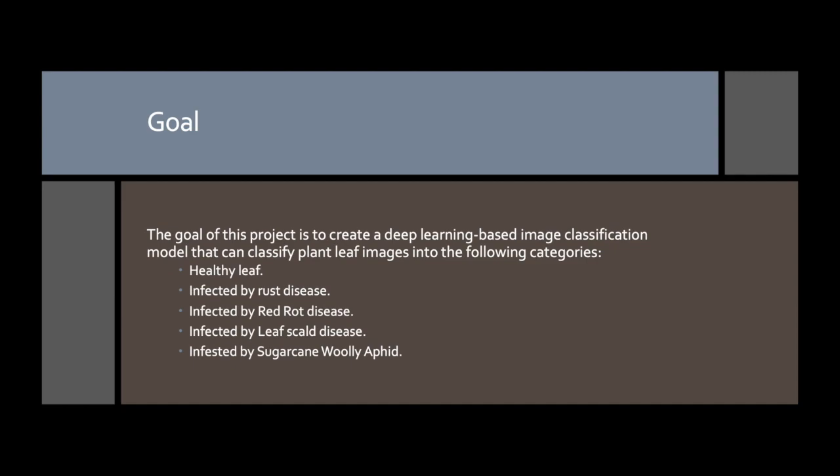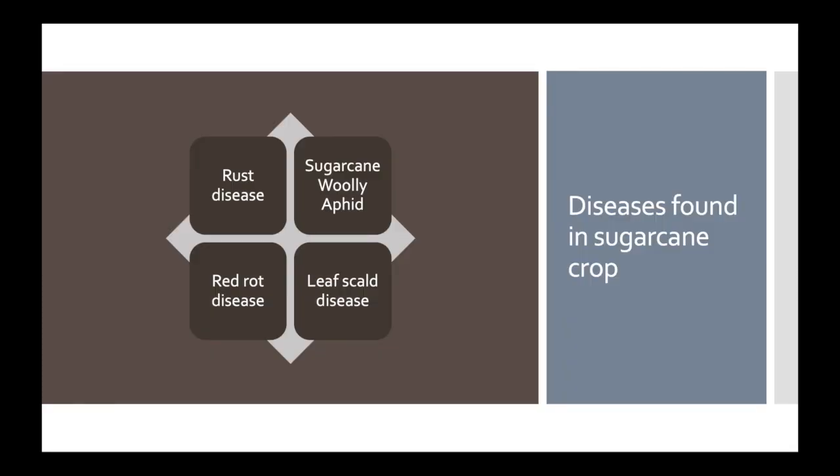The image classification model will classify each leaf image into one of the five categories. The categories are healthy leaf, infected by rust disease, infected by red rot disease, infected by leaf scale disease, infested by sugarcane woolly aphid. For this project, we are considering these four most commonly found diseases.